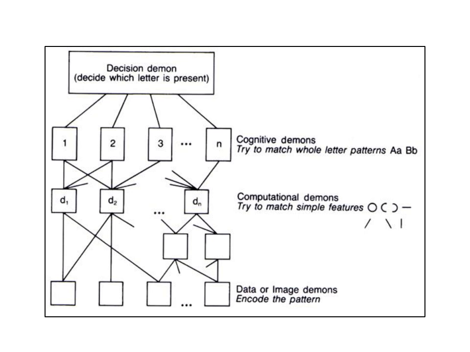So simple features such as lines, circles, curves, etc. Those features will shout the loudest if they match with features found in the encoded pattern. Now, the features that shout the loudest then get to send their input on to the cognitive demons.